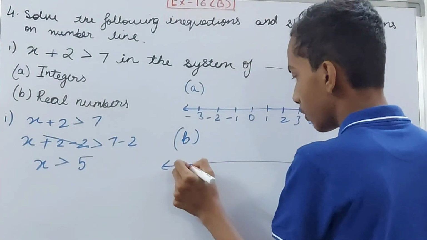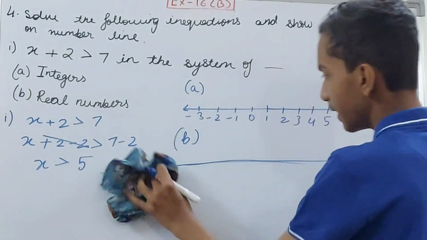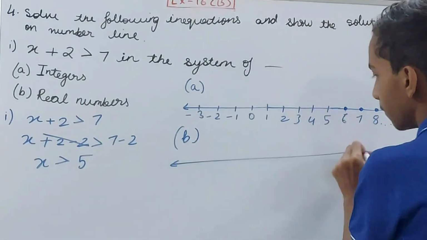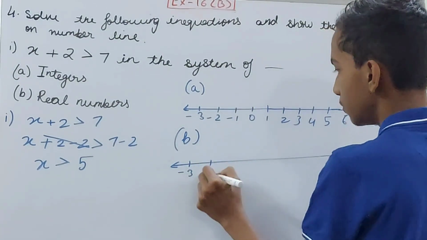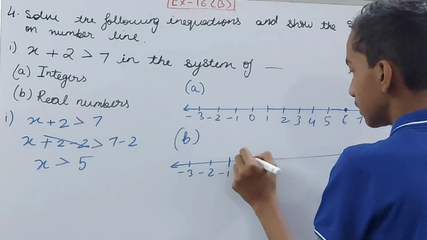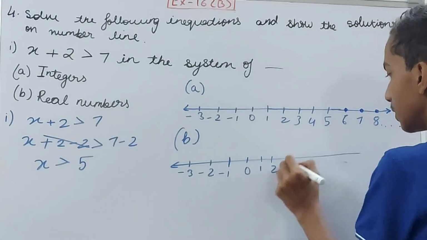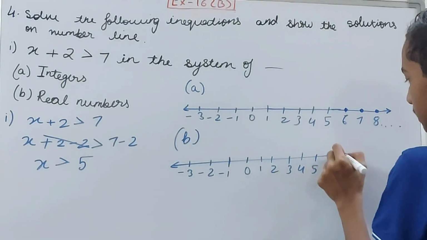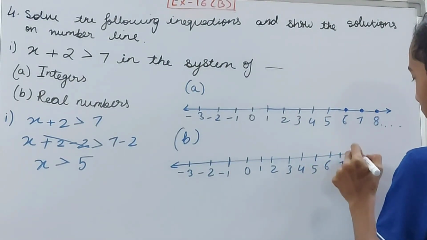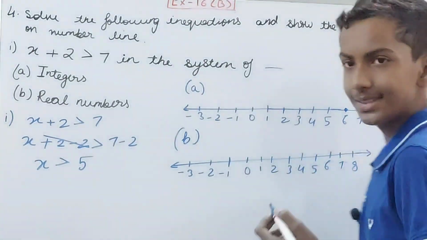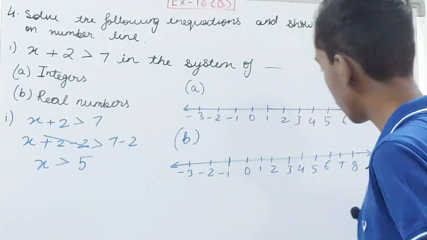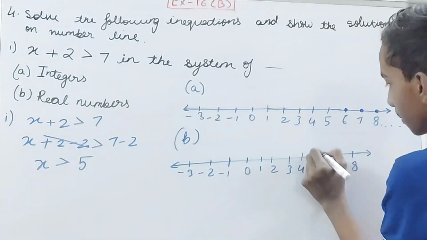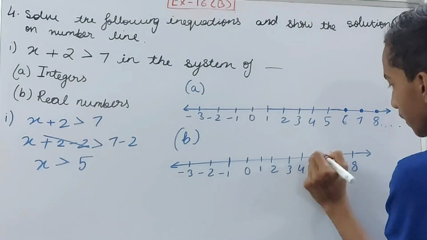Again, let's begin from minus 3. We're going to begin here: minus 3, minus 2, minus 1, 0, 1, 2, 3, 4, 5, 6, and your 7, 8 and so on. Now this is a bit different. When you are marking for real numbers, since it is greater than 5, you will put an open circle at 5 like this.